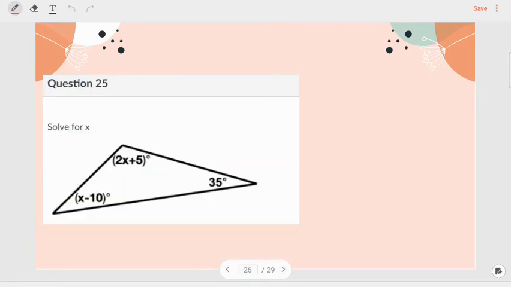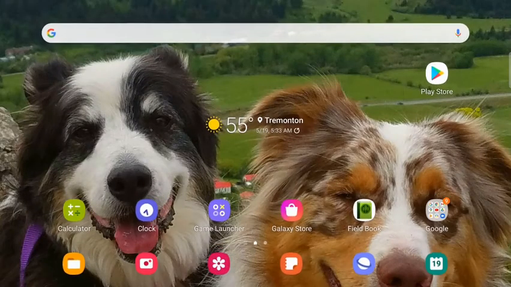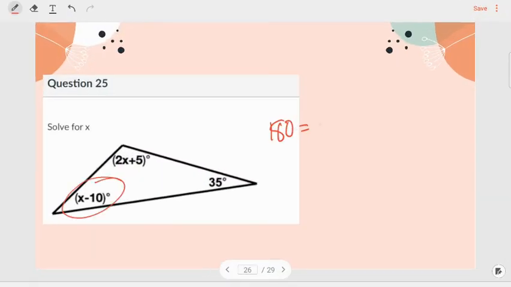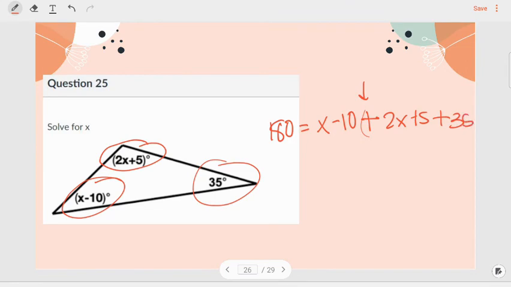Solve for x. So this is a similar idea. I have all interior angles and they should all total to 180 degrees, but I've got some variables. That's okay. I'm going to write 180 equals the interior angles. What are my interior angles? Here's one of them, x minus 10, plus my next interior angle, 2x plus 5, plus my next interior angle of 35.